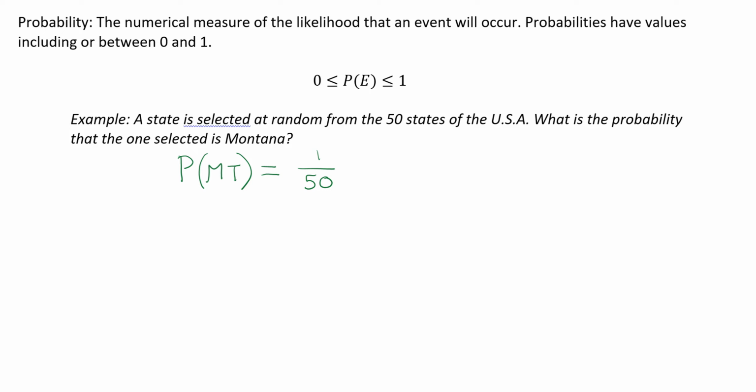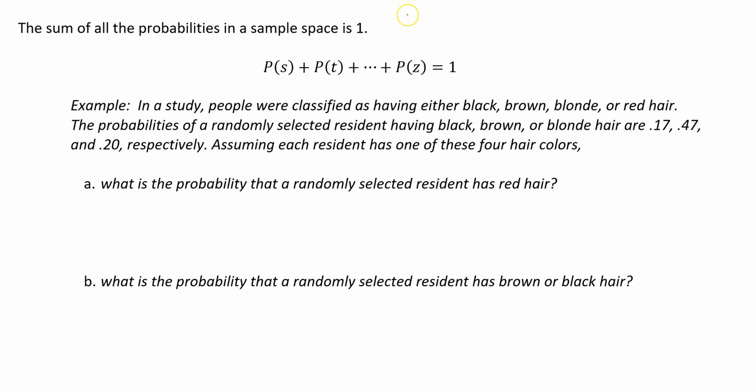In this particular example, we assume that the likelihood of each state being selected is equal. That we're not doing it by population or by the size of the state. Now, the sum of all the probabilities in a sample space is 1. So if I had a sample space that could be described as S, T, U, V, and so on, all the way until Z, if that's my sample space, then the probability of each individual element, when you add each of them together, equals 1.